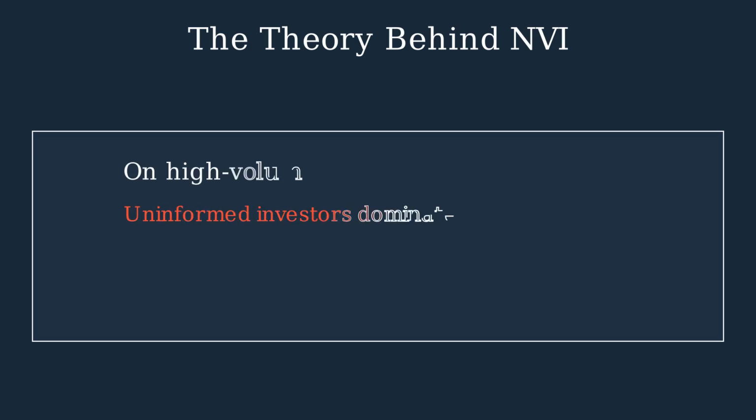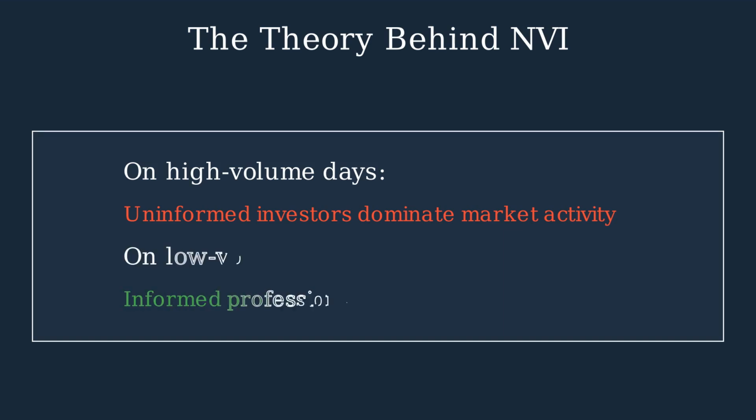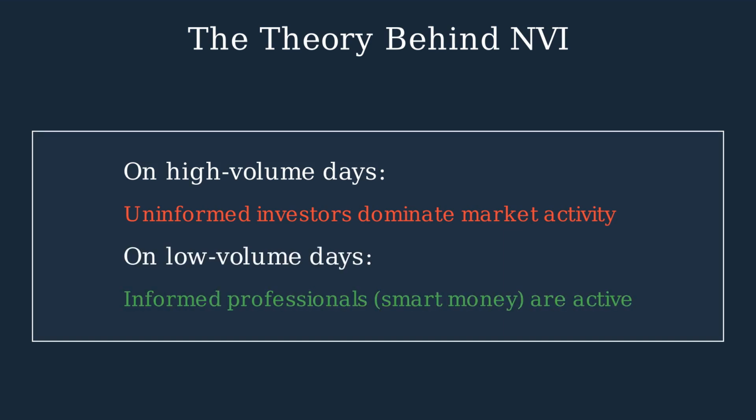The theory behind the Negative Volume Index is based on the concept of smart money versus uninformed investors. On high volume days, the market is thought to be dominated by uninformed retail investors. In contrast, on lower volume days, informed professional investors or smart money are believed to be the primary market participants.